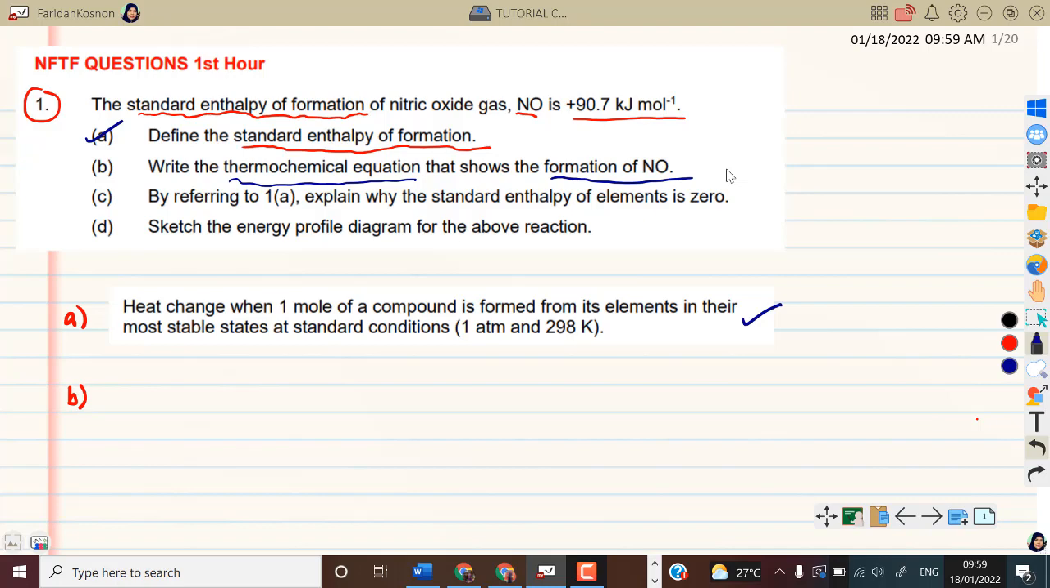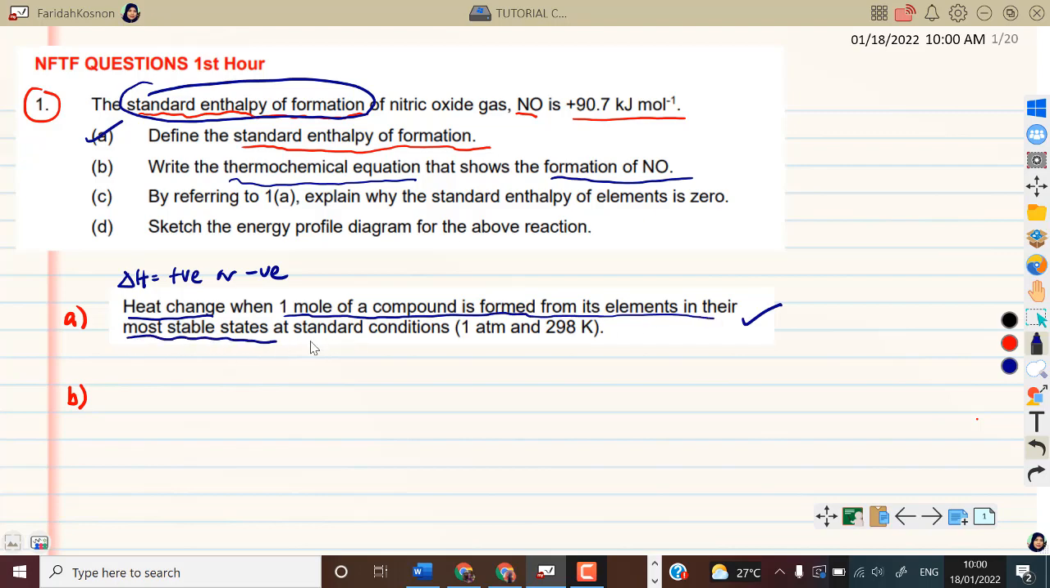First of all, you must understand the definition of standard enthalpy of formation. That's why dalam soalan pertama tadi, soalan A, dia tanya the definition. So you can see here, the definition of standard enthalpy of formation is heat change. Maksudnya delta H, it could be positive or negative, depends on the formation of the compound. Heat change when one mole of a compound is formed from its elements in their most stable states, and of course, at standard condition.